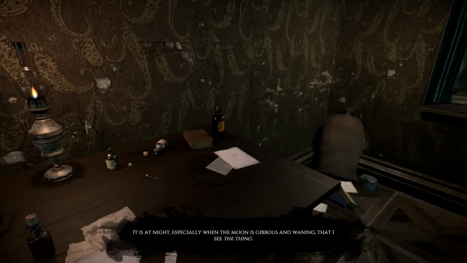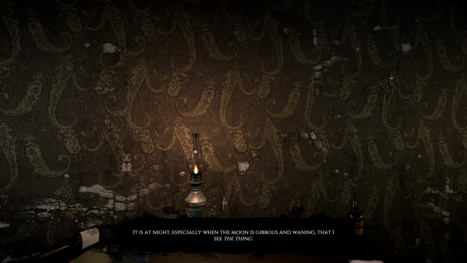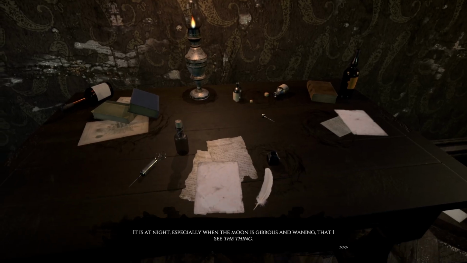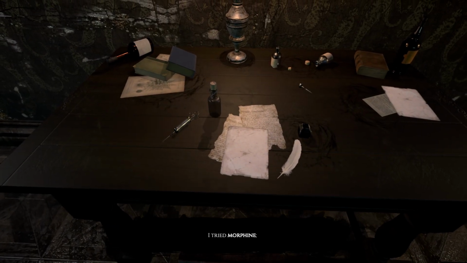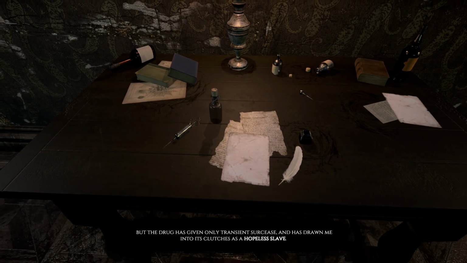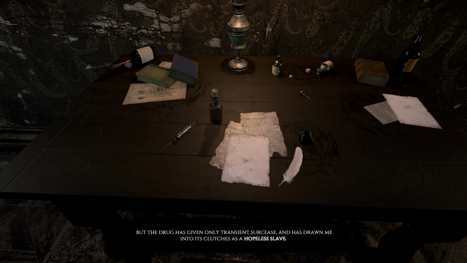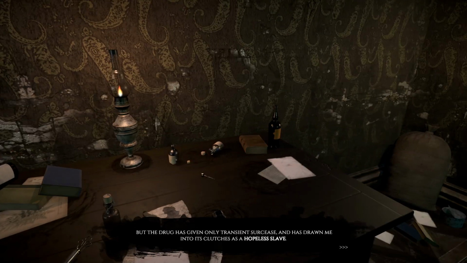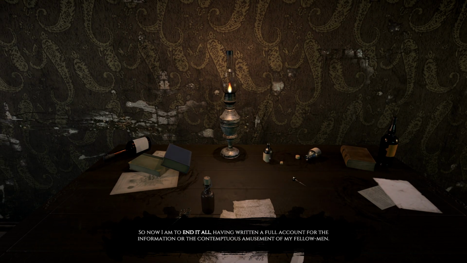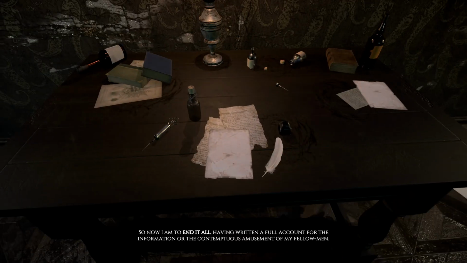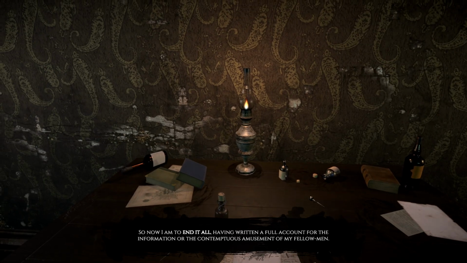It is at night, especially when the moon is gibbous and waning, that I see the thing. The thing? There is no thing. I tried morphine, but the drug has given only transient surcease, and has drawn me into its clutches as a hopeless slave. So now I am to end it all, having written a full account for the information or the contemptuous amusement of my fellow men.